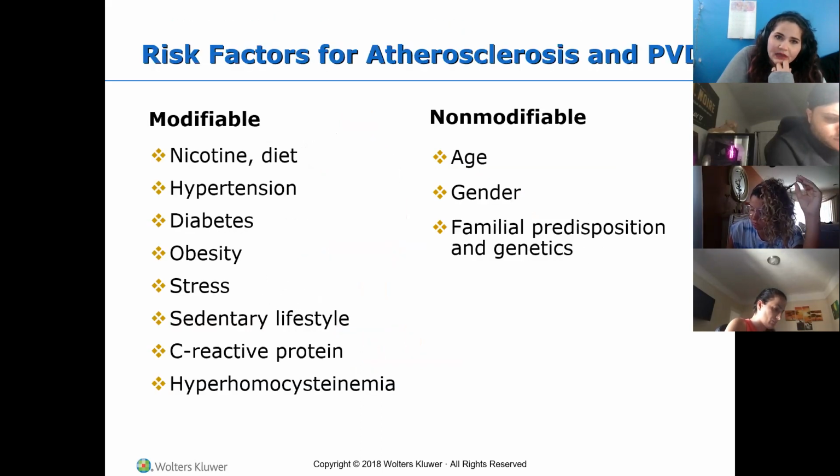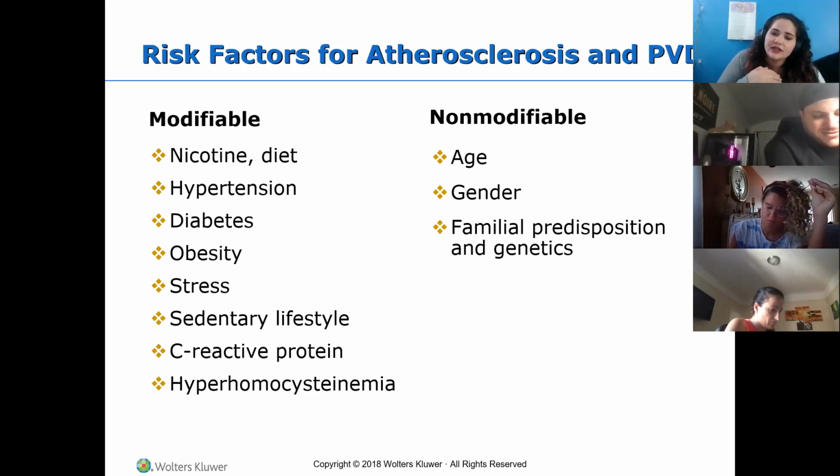Okay. Risk factors for atherosclerosis and PVD. The modifiable ones are nicotine and diet, hypertension, diabetes, obesity, stress, a sedentary lifestyle, C-reactive proteins, and hyperhomocysteinemia. Non-modifiables are age, gender, and family predisposition and genetics.